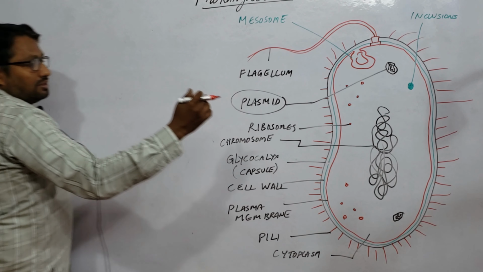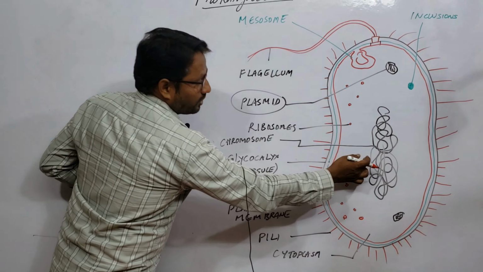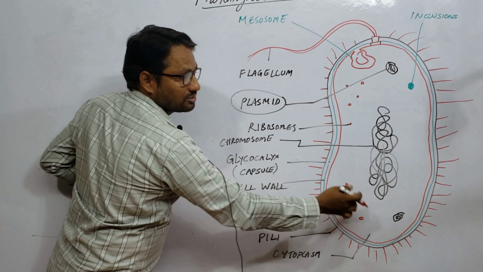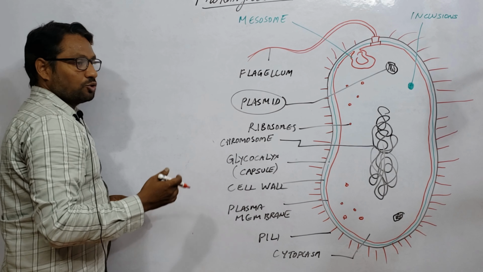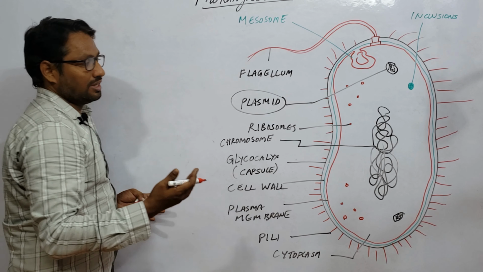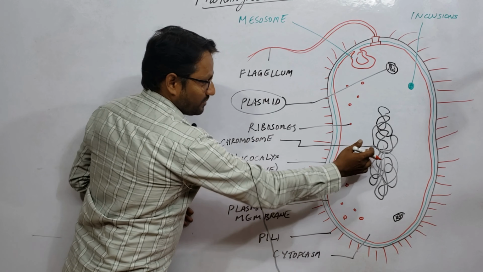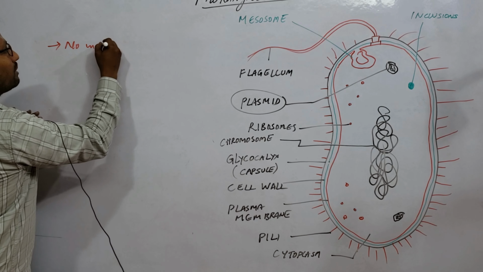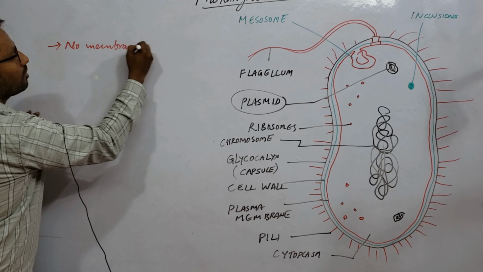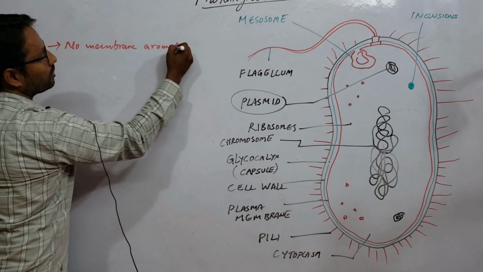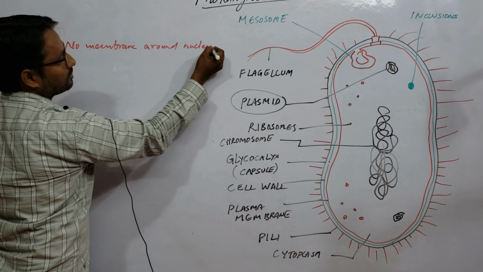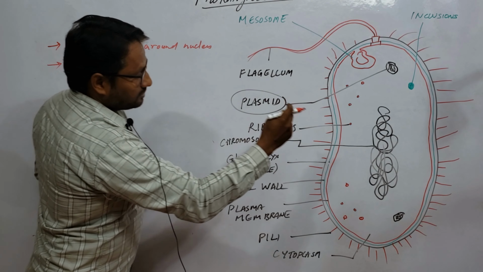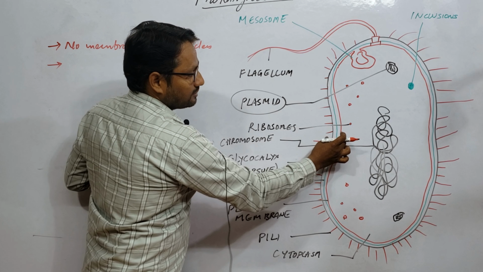The other major thing is that the prokaryote doesn't have any membrane surrounding the DNA. So the chromosome is exposed in the cytoplasm. Here there is no membrane around the nucleus, and you can see the cell wall here.